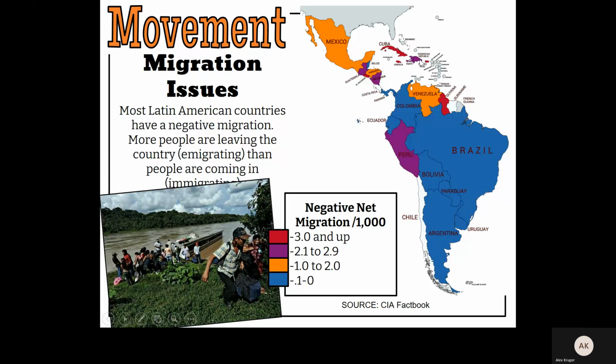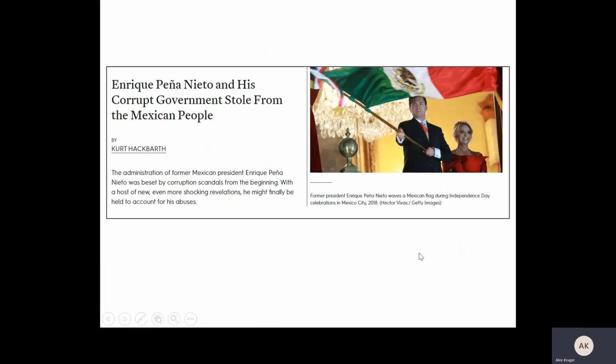Guyana, looks like Puerto Rico, Jamaica, El Salvador, lots of gang problems in El Salvador. Nicaragua is close, and then these countries are pretty good, less than 1 person in 1,000, 0.1 to 0. So not many people are leaving these South American countries. There's a lot of stability in South America right now.